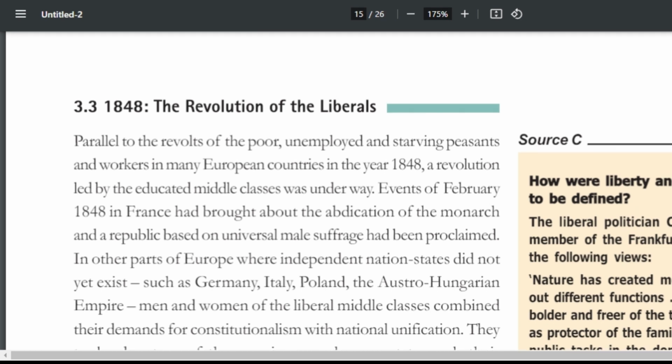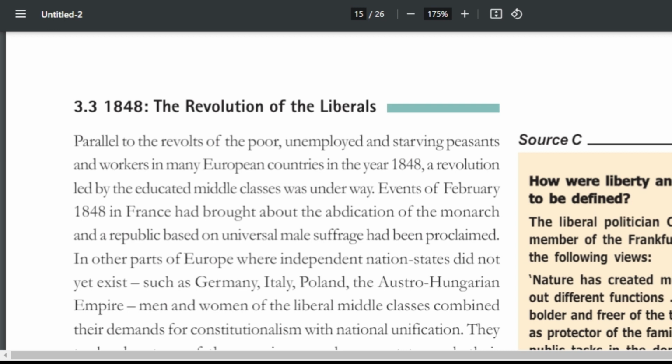Parallel to the revolts of the poor, unemployed and starving peasants and workers in many European countries in the year 1848, a revolution led by the educated middle class was underway.